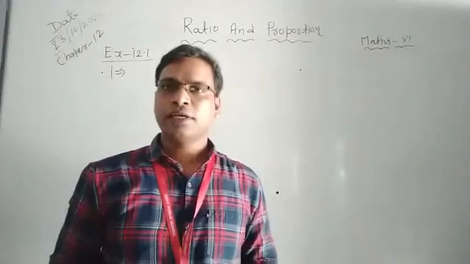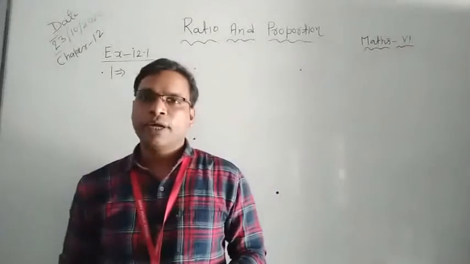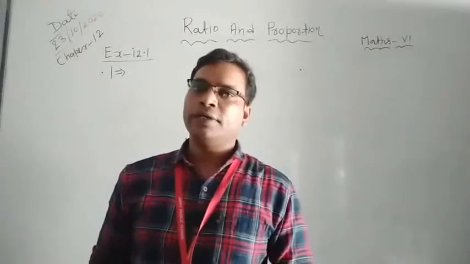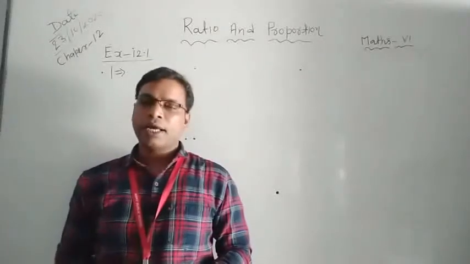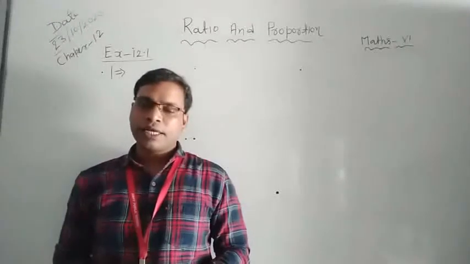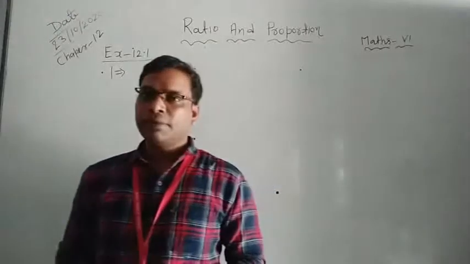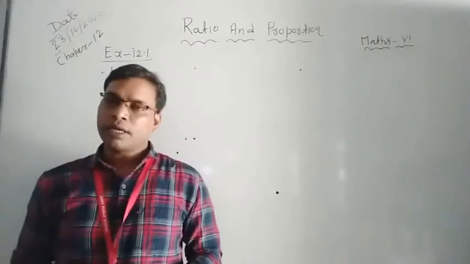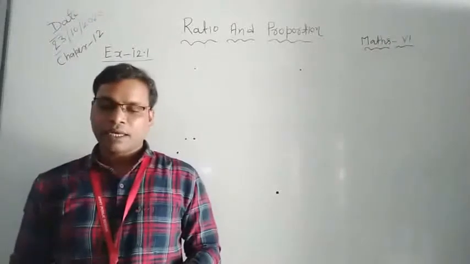Good morning, students. Today we are going to discuss chapter 12, ratio and proportion, exercise 12.1, question number 1. Question number 1: there are 20 girls and 15 boys in a class. Part A: what is the ratio of the number of girls to the number of boys? Part B: what is the ratio of the number of girls to the total number of students in the class?